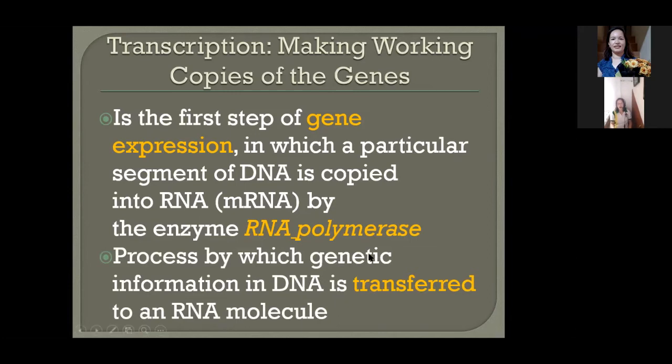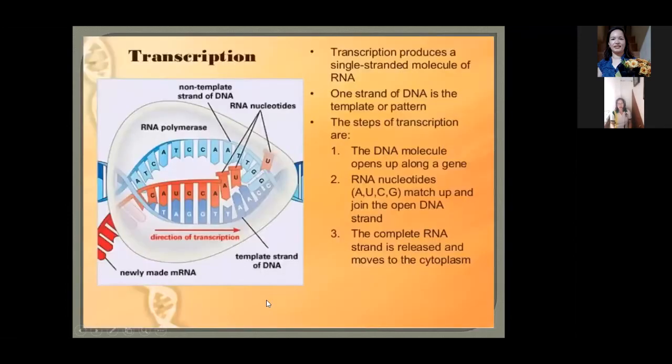Okay, so why is it transferred to an RNA? Because DNA can't move out of the nucleus. So for that genetic information to be passed, it's transferred into ribonucleic acid. So that's the mRNA, or messenger RNA. So these are the steps involved in transcription.